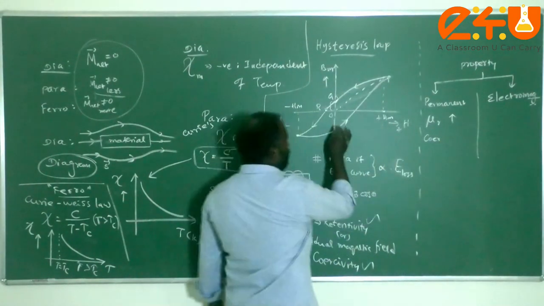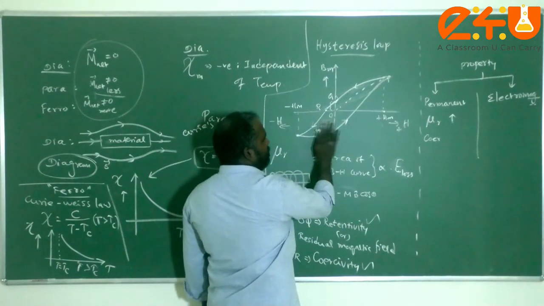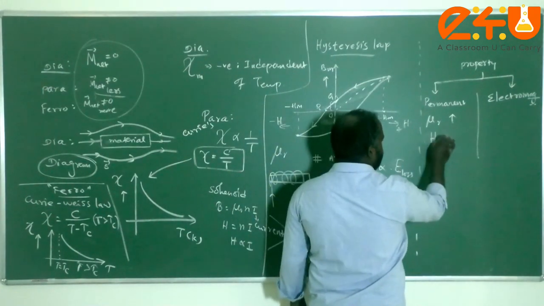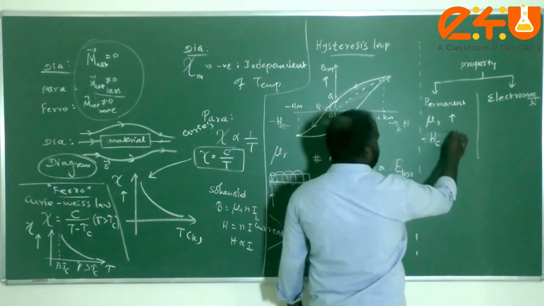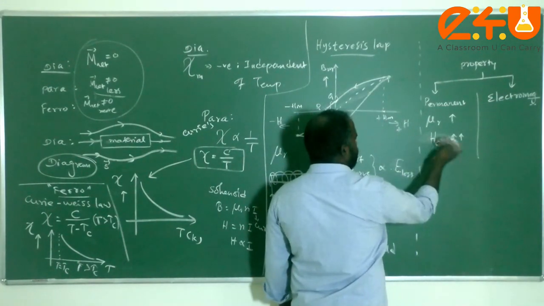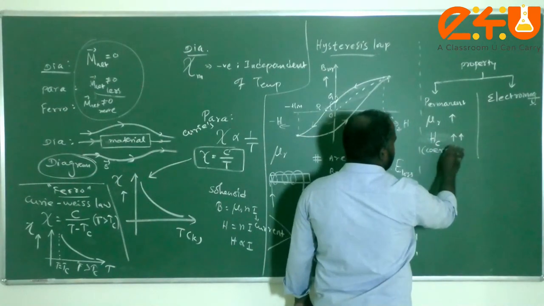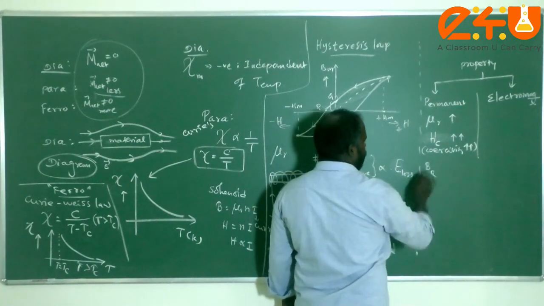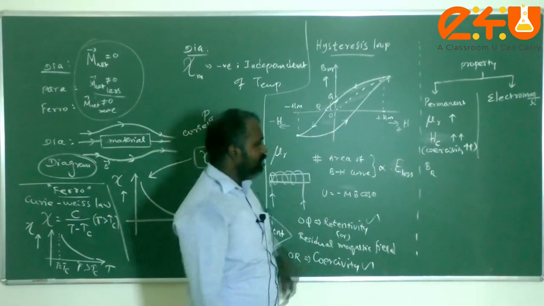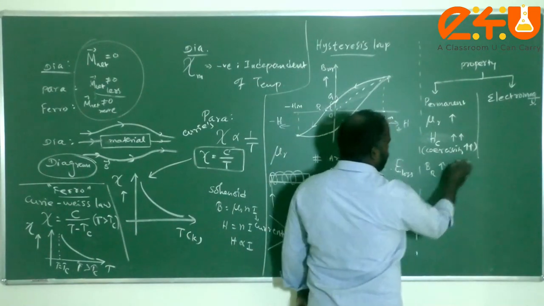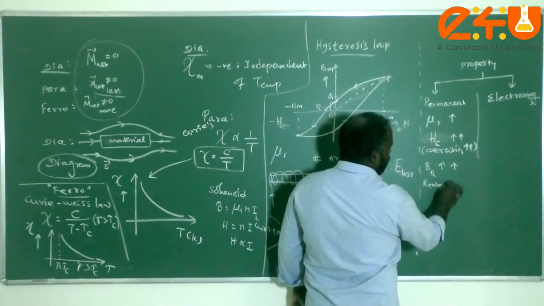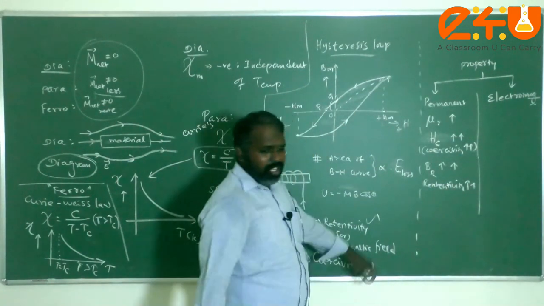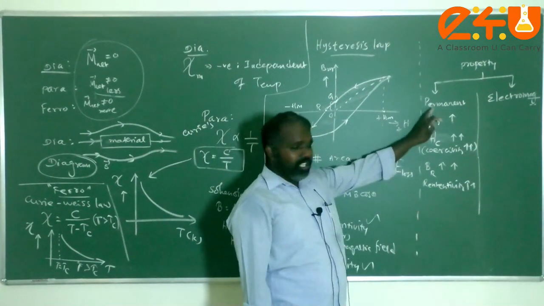Coercivity, for example, this negative field is called HC. HC means the coercivity value. So the coercivity value has to be HC in negative, and that should be very large. Coercivity will be large. And retentivity also, BR, the residual magnetic field in the specimen, is also very high. That means retentivity should be high. So these are the properties of the material that should be selected for designing permanent magnets.